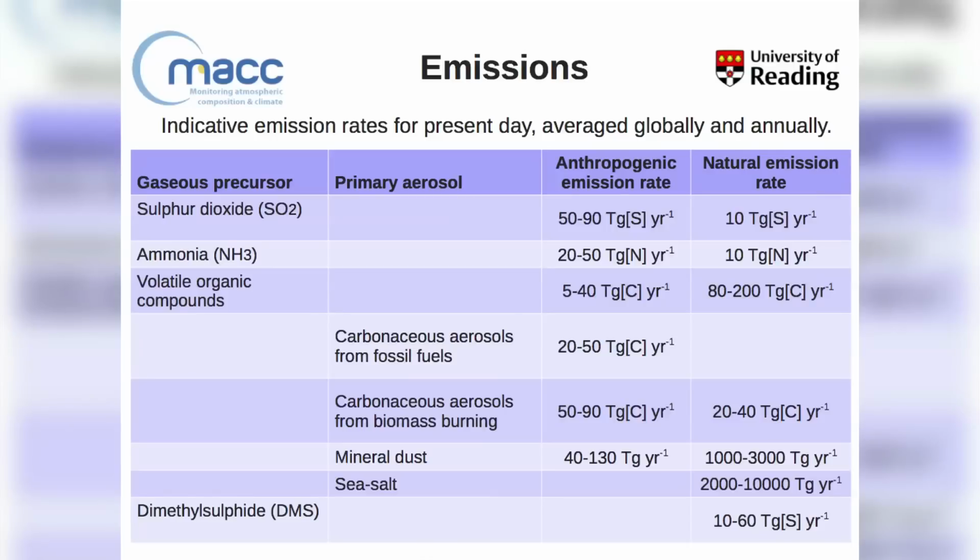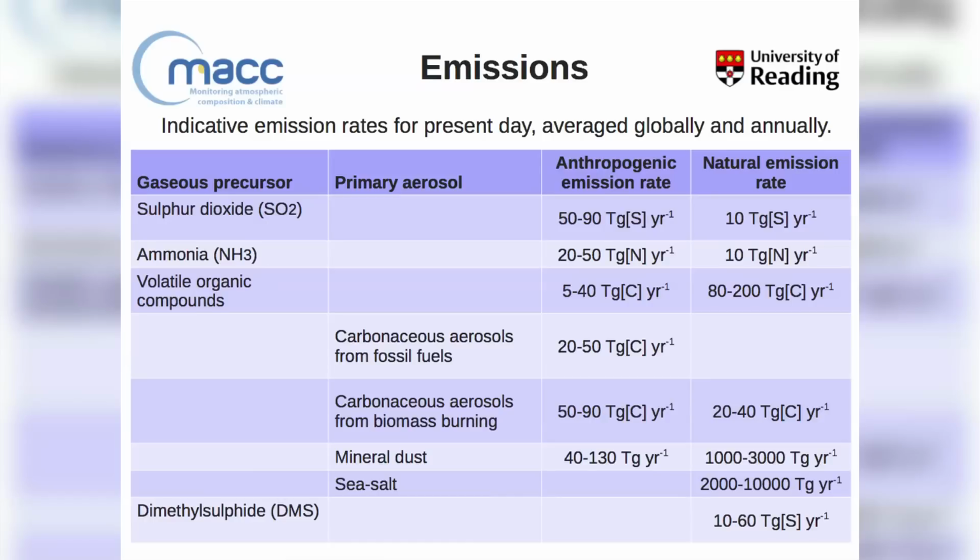Then we've got a class of gases called volatile organic compounds. So that's all the complex organic gases that we can emit in the atmosphere. And they will eventually form secondary organic aerosols. Here, the anthropogenic emission rate is much lower than the natural emission rate. But note that the natural emission rate, which is mainly from vegetation, is very much uncertain. So there's a little bit more than a factor 2 in the knowledge of that emission source.